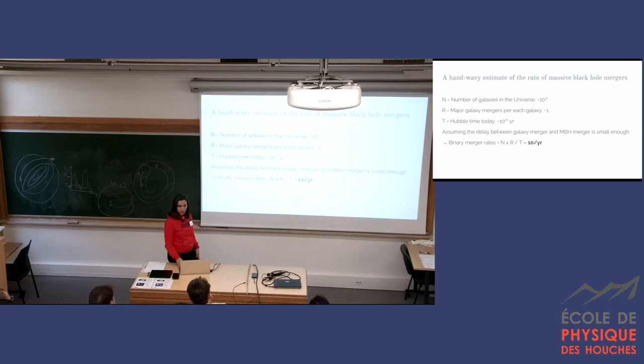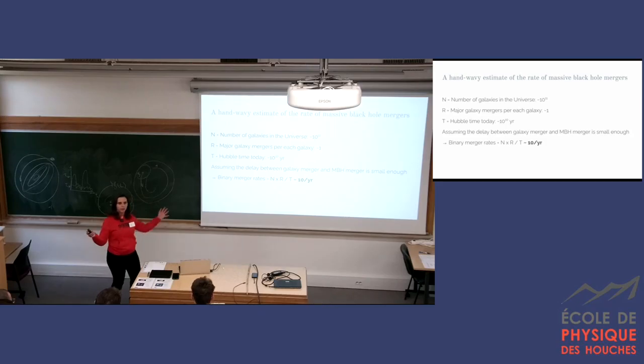And then, if you want to estimate the number of galaxy mergers LISA can see, you can make the easiest argument you can do, as we did before for EMRIs. How many galaxies do we have in the universe? 10 to the 11, the same as the stars in the Milky Way, more or less. As a rule of thumb, each galaxy undergoes one major merger in its lifetime through the evolution of the universe. The Hubble time is 10 to the 10 years.